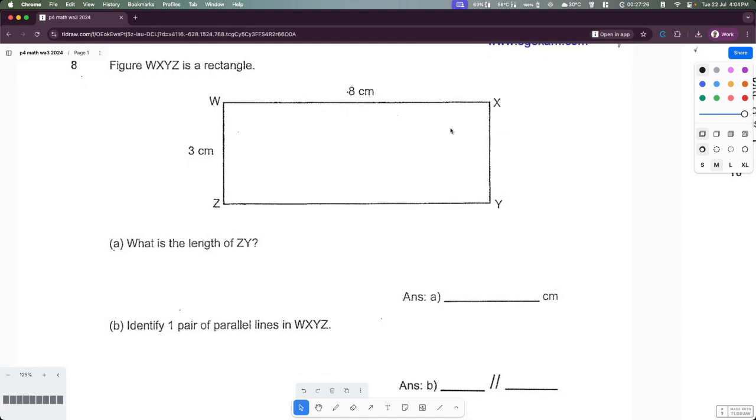Okay, question 8. Figure WXYZ is a rectangle. So rectangle 8 cm, 3 cm. The next question is, what's the length of ZY?